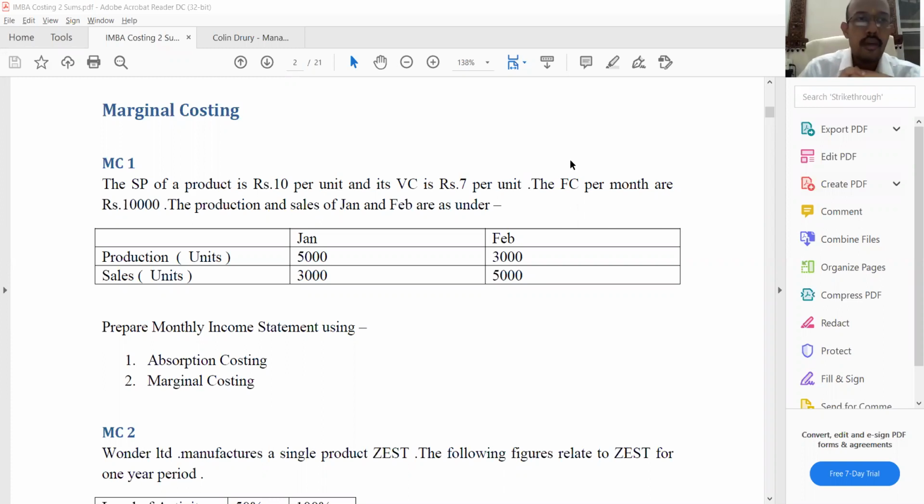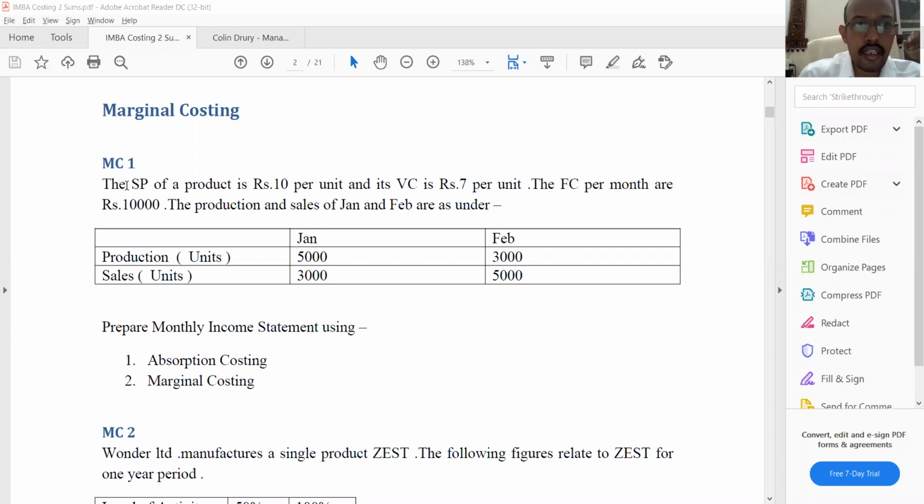In this video, I'm going to solve this sum that is marked as MC1 in our notes. The objective of this sum is to let you know what is the difference between the profits when we calculate as per absorption costing and as per marginal costing. Let us understand this sum.